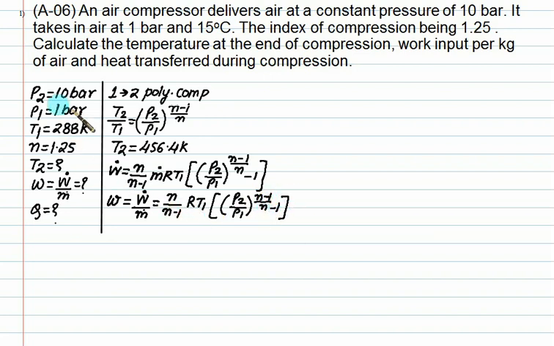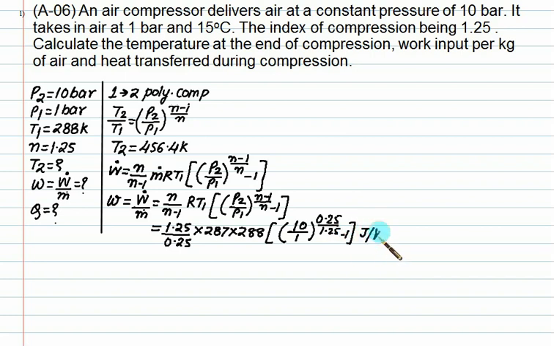We put R equal to 287, pressure in Pascal, temperature in Kelvin, and the index value N is 1.25. If you substitute all these values, we get the answer approximately equal to 241.72 kilojoules per kg. Remember, the basic answer is in joules. I convert into kilojoules per kg by dividing by 1000.